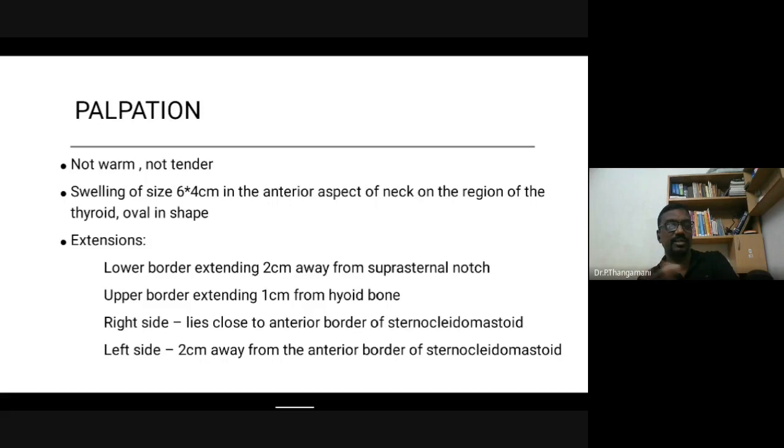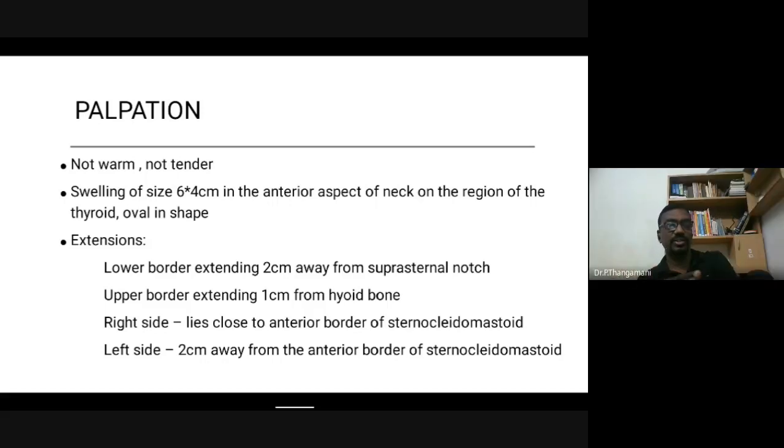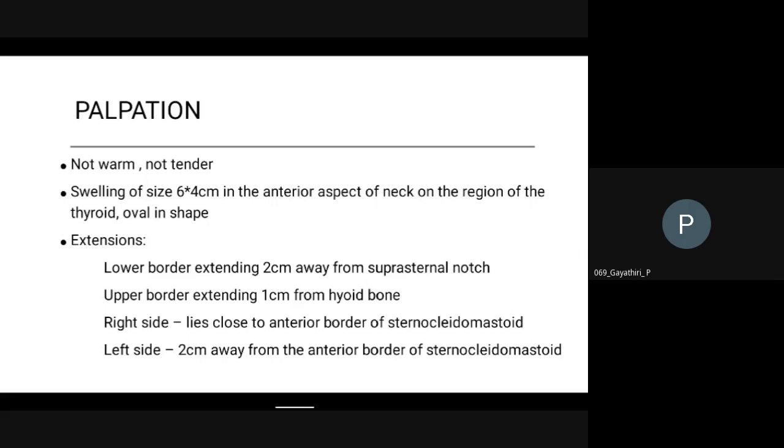You can simply tell if it is the same. If there is any doubt, you can elaborate it. Otherwise, you will not tell everything again. There is no warmth, no tenderness. The inspectory findings regarding the size, shape, extent, surface confirmed on palpation. You can finish palpation.